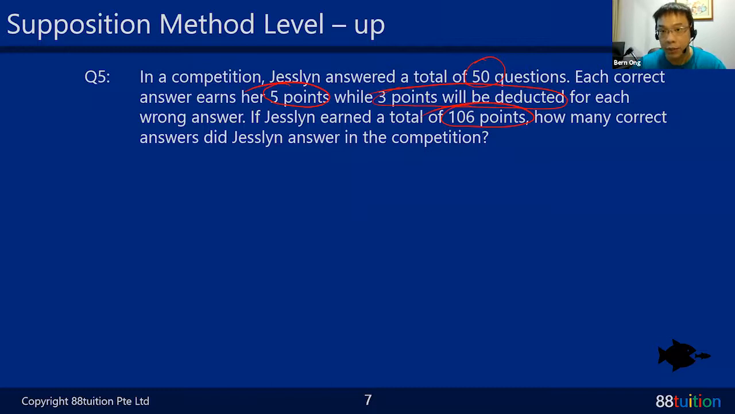As you can see this question, right? Correct, you get some points. Wrong, you got deducted. So it's like the opposite, right? This is called supposition level up. So you must be able to differentiate the 2 different kinds of question here: supposition method and supposition level up.